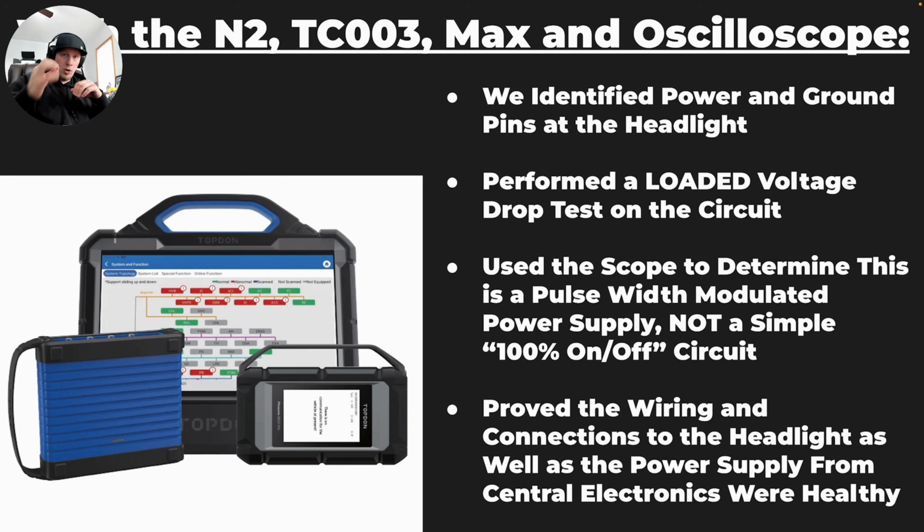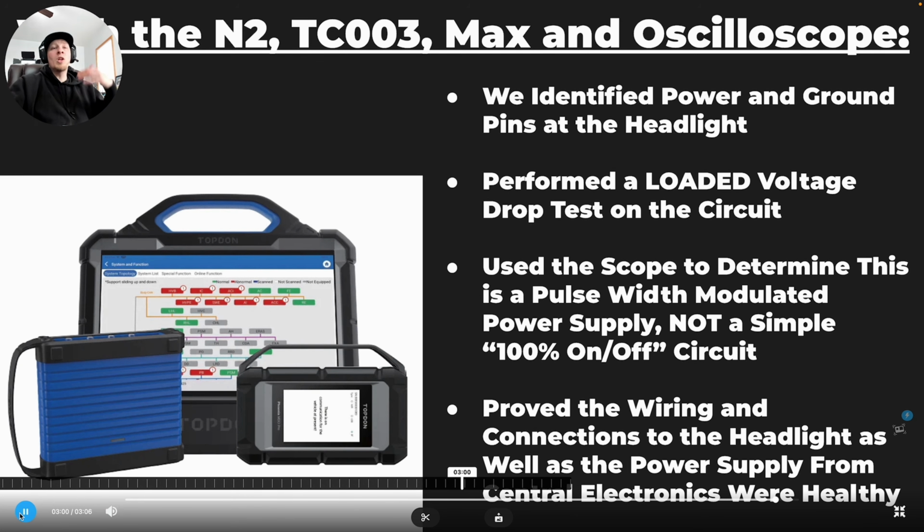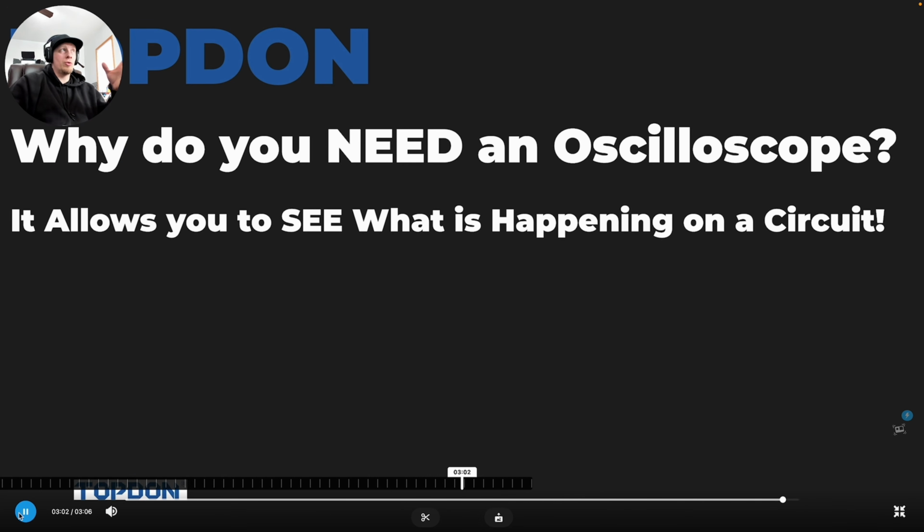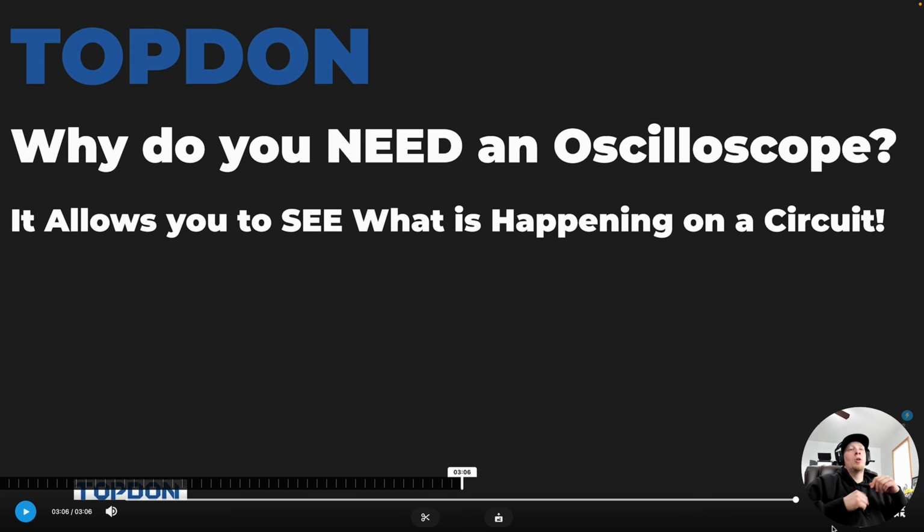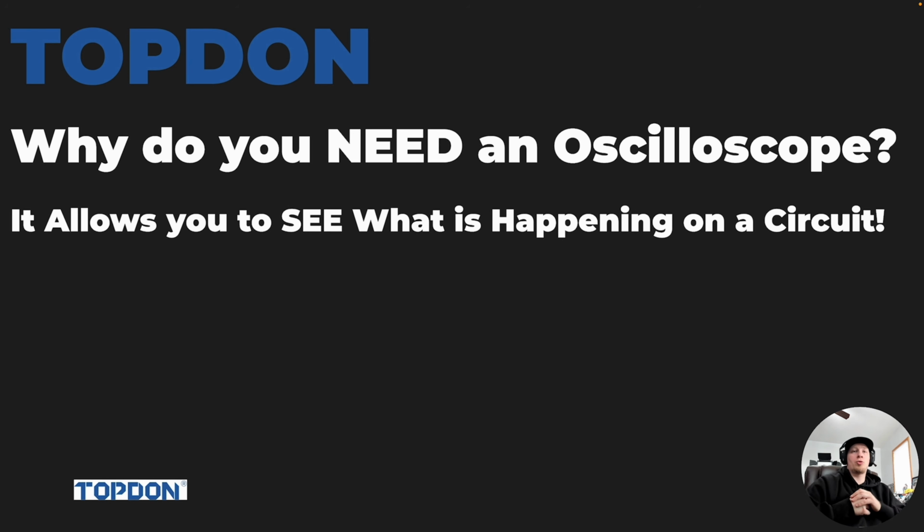We can install a bulb, clear our fault code, and send this vehicle down the road and be confident that the vehicle will be fixed. So again, using the DVOM, the N2 neuron, and also using our Topdon oscilloscope, we were able to do advanced testing on this using bidirectional controls, and also the N2 able to identify pins easily and determine which wire was power, which one was ground.